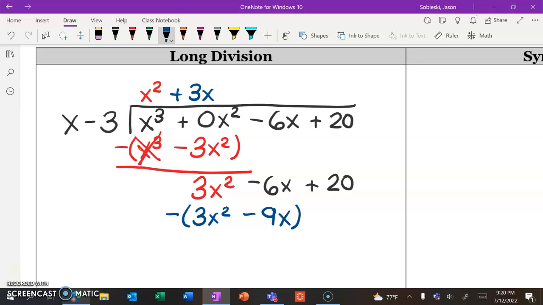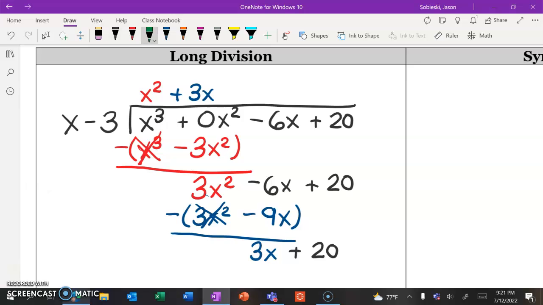And once again, we're going to calculate this difference and see what will cancel. So 3x squared minus 3x squared, they will go away. Negative 6x plus 9x, right, because minus negative will give us a net of 3x. And then once again, we're going to copy down our plus 20. And we are almost done.